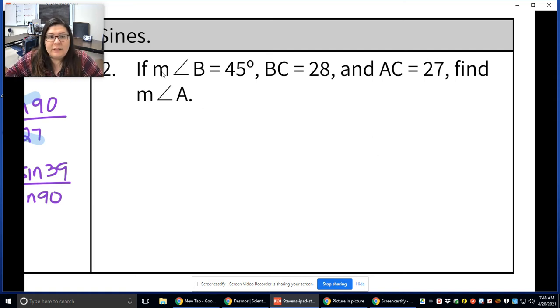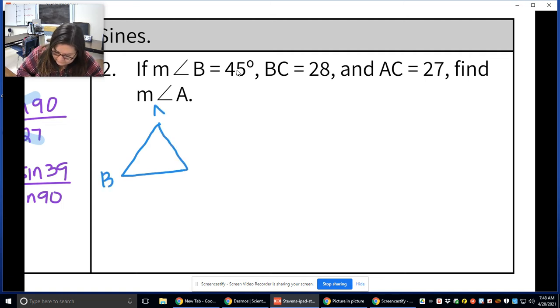I'm going to go off of this fact right here that B is 45. 90 is a right angle, so 45 is going to be about half of that. I'm going to say that's 45. So let's let that be B. It's a triangle, so I'm going to connect these two sides and let's label A and C. So we know that B is 45. Cool. What else did we know? BC is 28, so BC is at the bottom. And AC is 27, so that's the right side for me.